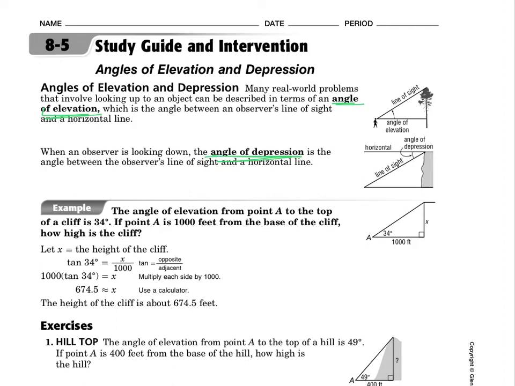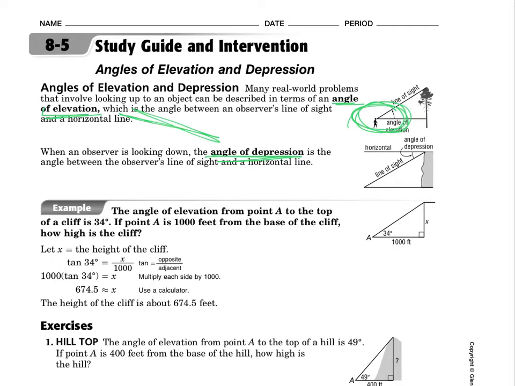The key here is that those two angles, angle of elevation and angle of depression, are actually the same angle, and I'll show you how that works. If you see angle of elevation, it's talking about this angle right here. It's that little angle from a line of sight, or from the ground up. It's going to be that little angle.